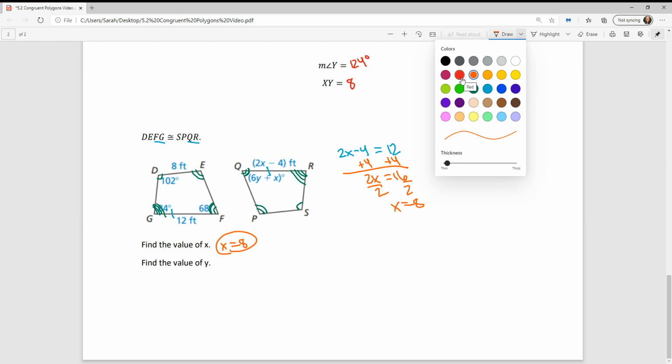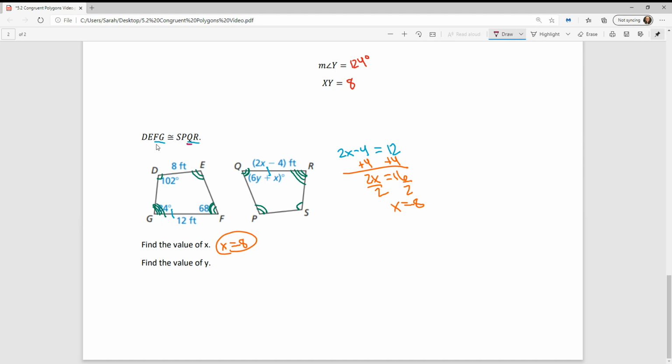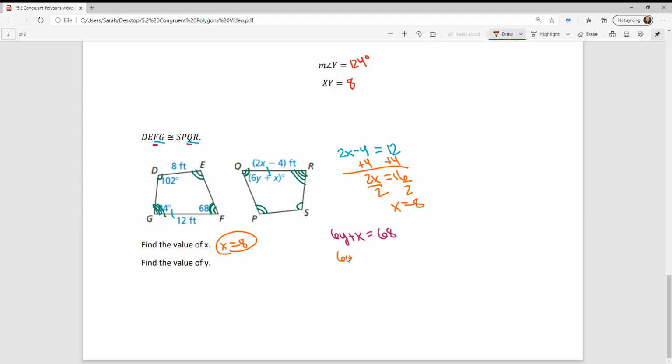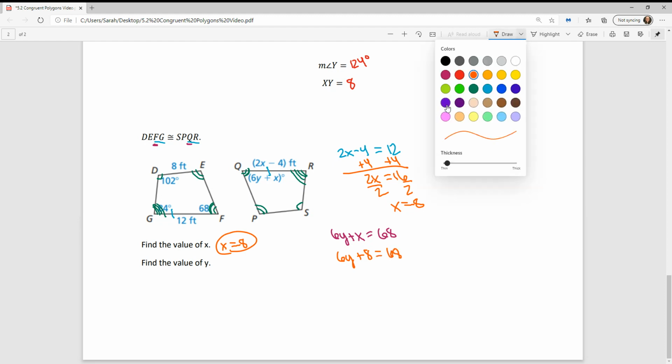All right, now we need to find the value of y. So which one do we use to find the value of y? Angle Q here is the one that's got this y involved. Angle Q is the same as angle F. So I can say that since angle Q is congruent to angle F, 6y plus x is equal to 68. But we know from this part here that x equals 8, so 6y plus 8 equals 68. I just subbed in that x equals 8.